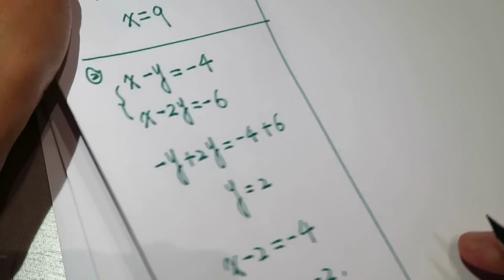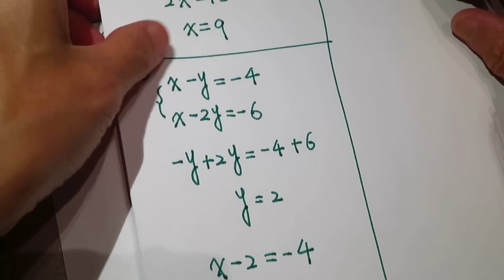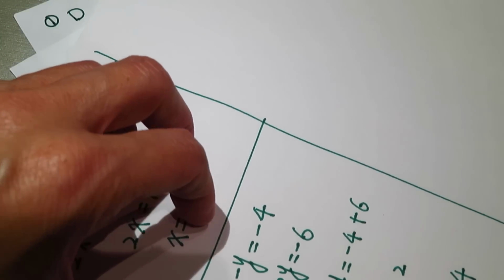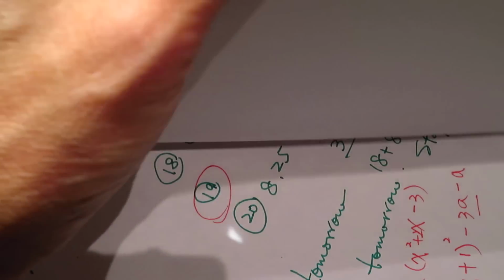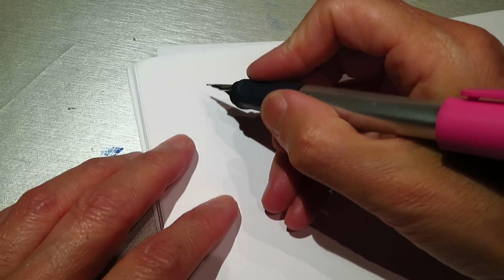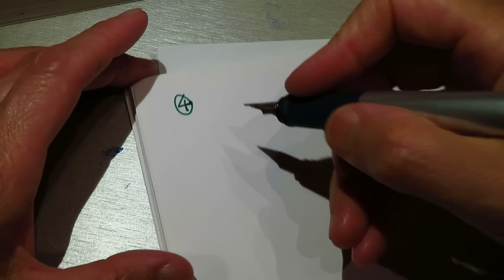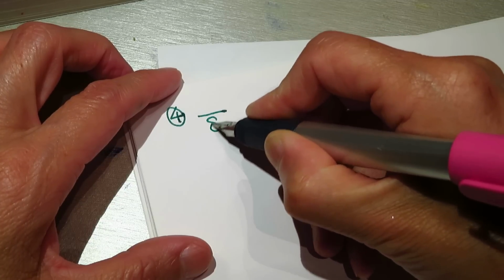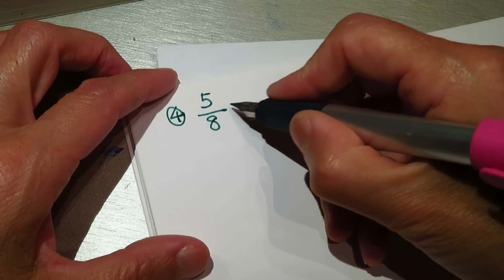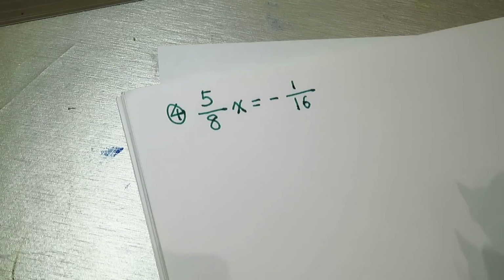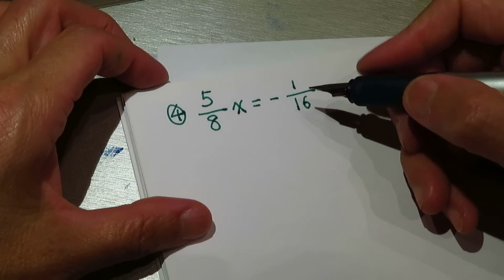Okay, let's do the third problem. Oh, this paper is too long. I will use this paper this way. Number 3, we will do number 3 later on because number 4 is not so relevant to this. If 5 over 8x equal negative 1 over 16, what is the value of x?